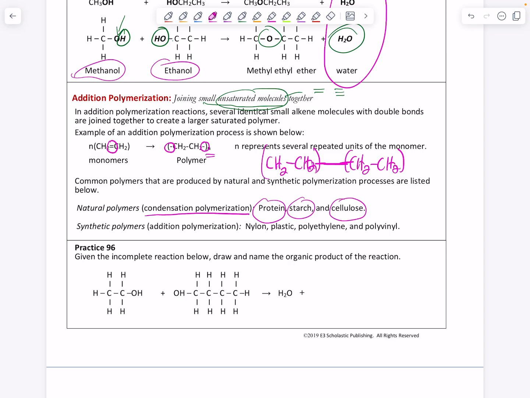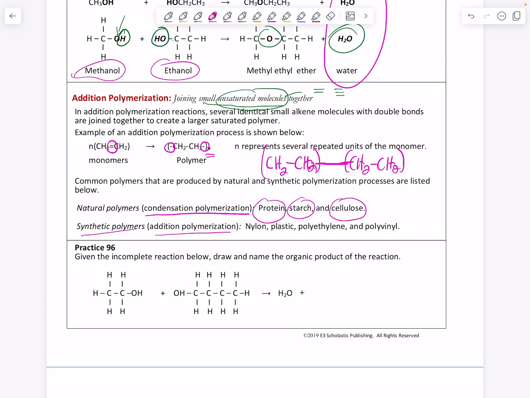The other type are synthetic. These are man-made or lab created. They're not naturally occurring. These occur by the other type, addition polymerization. These are things like nylon, any kind of plastics, polyethylene and polyvinyl.